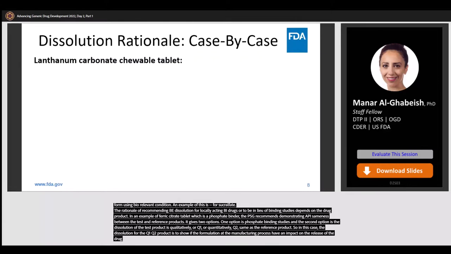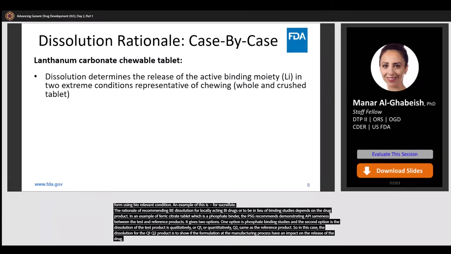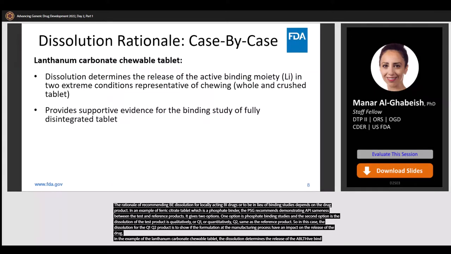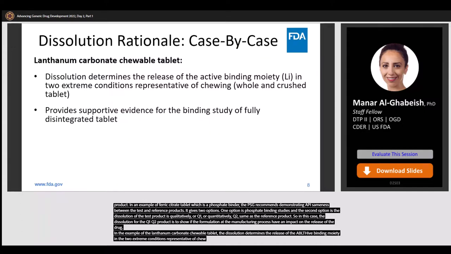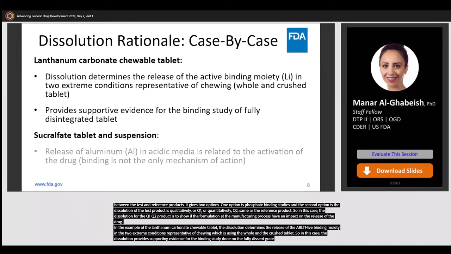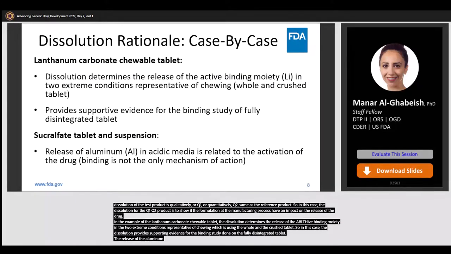In the example of lanthanum carbonate chewable tablet, the dissolution here determines the release of the active binding moiety lanthanum in the two extreme conditions representative of chewing, which are using the whole and the crushed tablet. So in this case, the dissolution provides supportive evidence for the binding study done on the fully disintegrated tablet. The last example I will talk about is sucralfate products, which are the tablet and the suspension. The dissolution or release of aluminium in acidic media indicates the activation of the drug, and it's related to its effectiveness, where the binding is not the only mechanism of action for the drug.